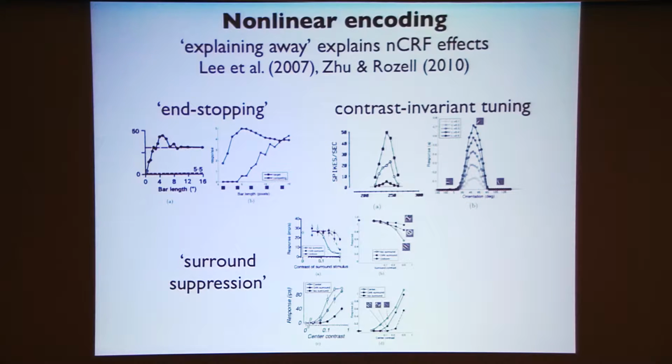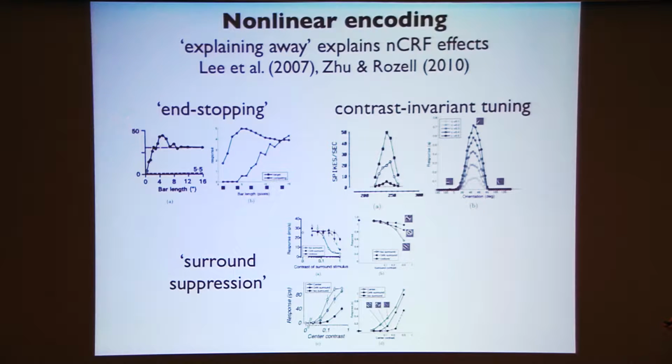And also, Andrew Ng did some really nice work in his lab together with Honglak Lee, and also Chris Rozell and his student Mengchen Zhu, showed that a lot of these classic nonlinearities you see in V1 simple cells and also complex cells actually just emerge out of this sparse coding explaining away nonlinearity.